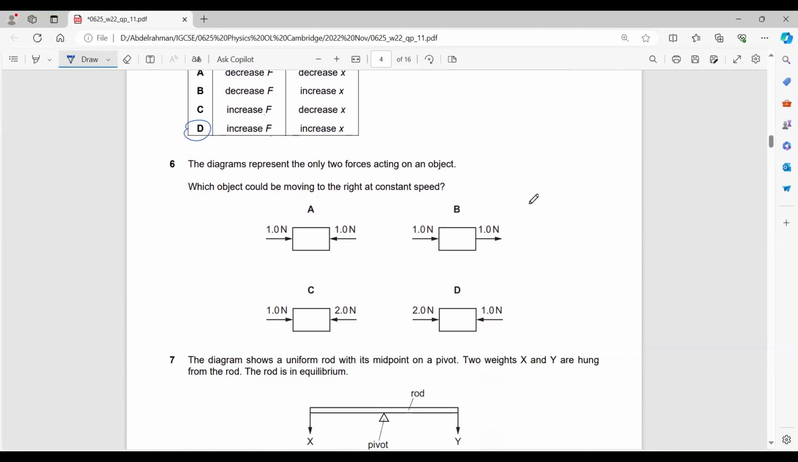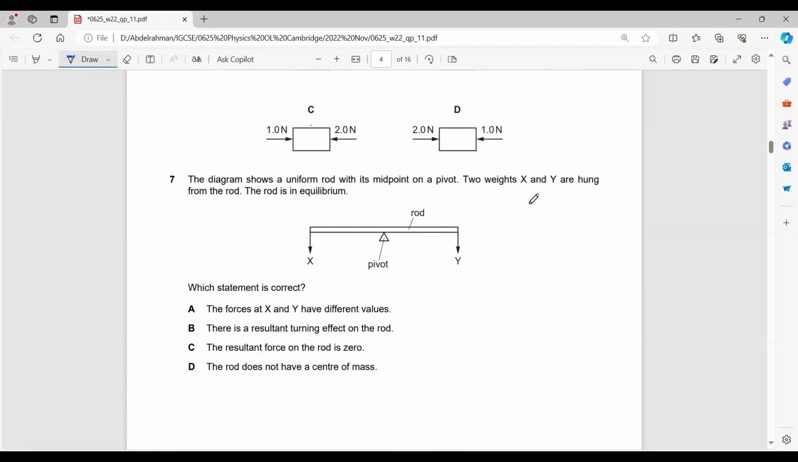Which object could be moving to the right at a constant speed? Again, constant speed. What do I mean by a constant speed? It means that the forces are balanced, that the force to the left is equal to the force to the right. The only case in this question is A. The forces are balanced. B is accelerating to the right. C is accelerating to the left. D is accelerating to the right. The only case in which the forces are balanced, the resultant force is equal to 0. Left hand side equals right hand side. The force to the left is equal to the force to the right.